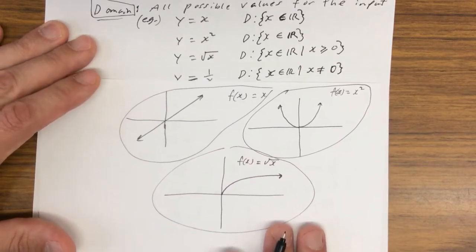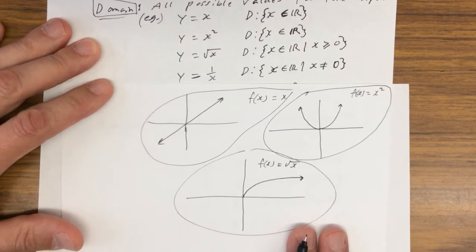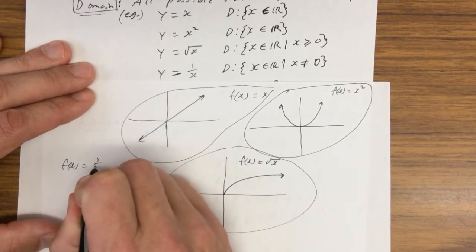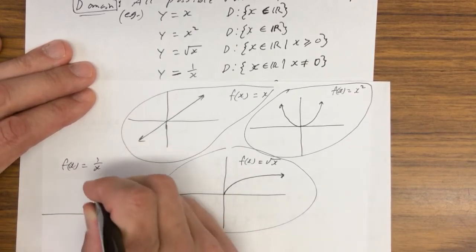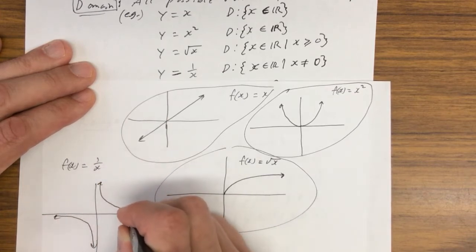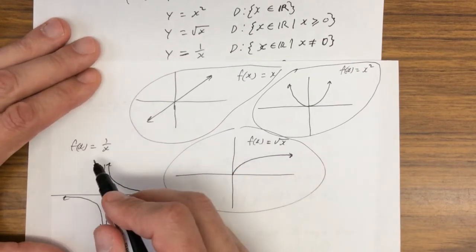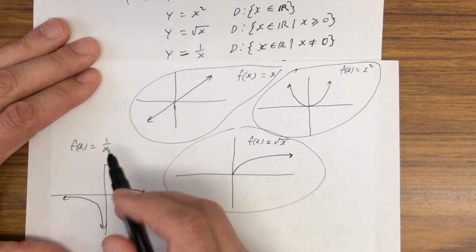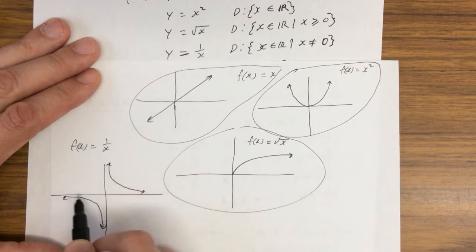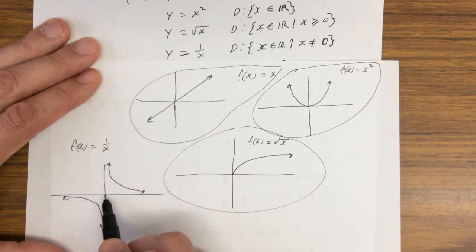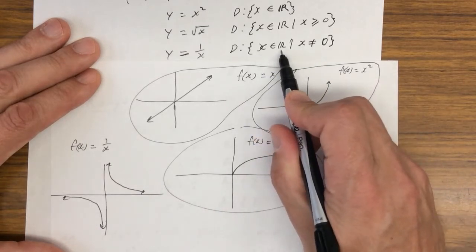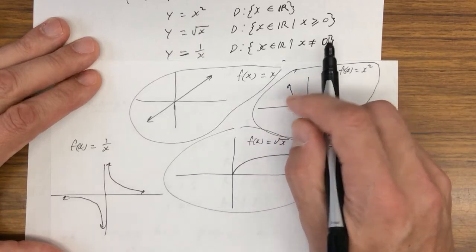Now what about 1 over x? What does it look like? So f of x equals 1 over x. Go back to that graph, and it looks like this. The only value that x can't equal here is 0, because you cannot divide by 0. And in this graph, you have this vertical asymptote here. The curve gets close to it but never touches it. So x cannot equal 0. And that's why we have this domain here.